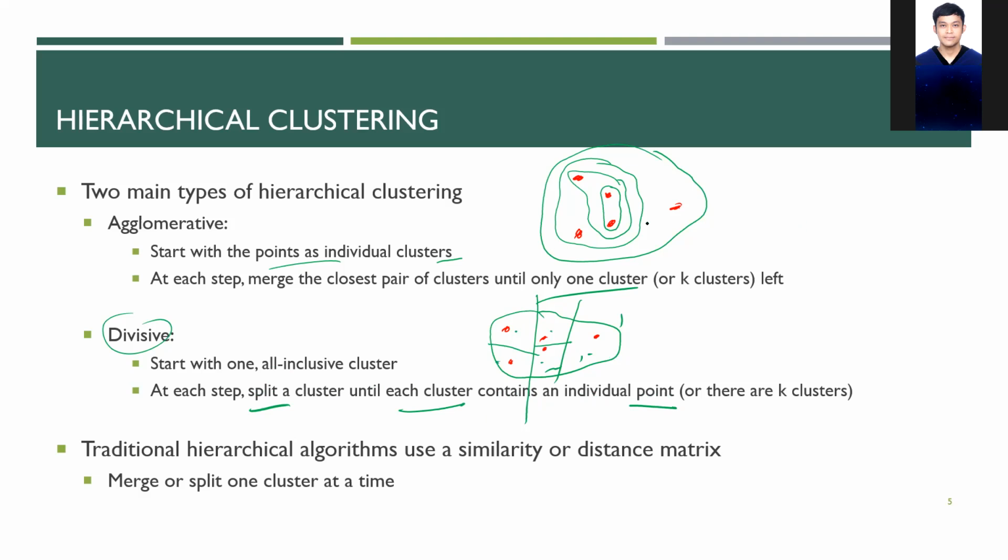Okay. So agglomerative goes from individual data points to all data points in one cluster. Divisive goes from all data points in one cluster into individual data points, one per cluster. Traditional hierarchical clustering usually uses a similarity or distance matrix to merge or split one cluster at a time. Yeah, the easiest one is using a similarity or distance matrix.